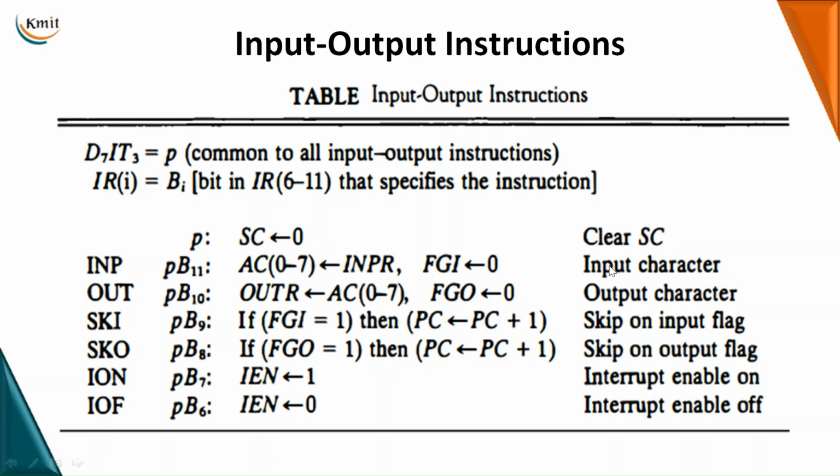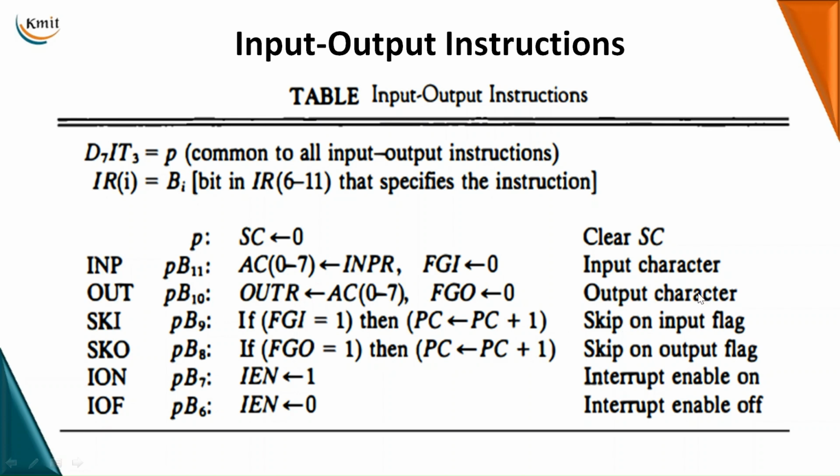The first instruction is the input character instruction, INP, which is used to take 8 bits of information from the input register and place it into the accumulator. As we know, the input register is an 8-bit register, but the accumulator is a 16-bit register. So the 8-bit contents of the input register are transferred into bits 0 to 7 of the accumulator register. Previously, when the input register had contents, the FGI was 1. Now that it has been transferred to the accumulator, the FGI flag will be cleared to 0.